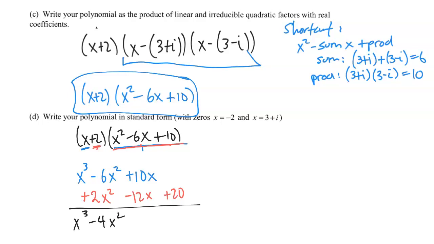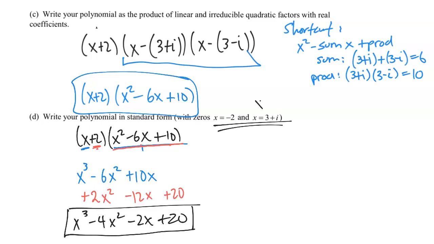10x minus 12x is going to be negative 2x, and then plus 20, and that is my polynomial function in standard form with these two zeros, but again, with the implication that we've got our conjugate pair, that conjugate to 3 plus i, which would be 3 minus i.